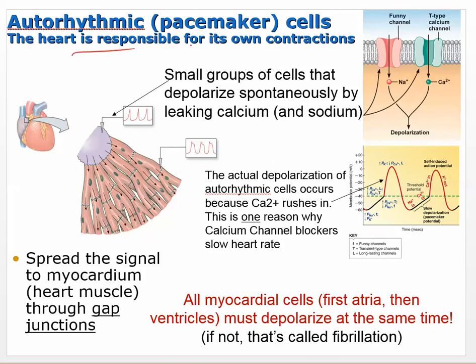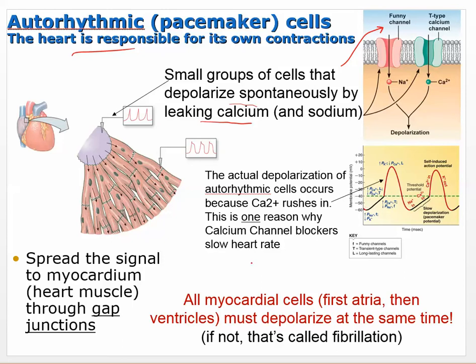So the heart is responsible for its own contractions. The autorhythmic cells are small groups of cells that depolarize spontaneously by leaking calcium. They also leak sodium. So there are a couple of channels here. I put them up here, so if you're visual, you can kind of see what's going on. And so you have these cells that are constantly leaking in sodium first and then calcium, okay? So they start out leaking sodium and then they leak calcium. And that's going to allow them to reach this threshold.